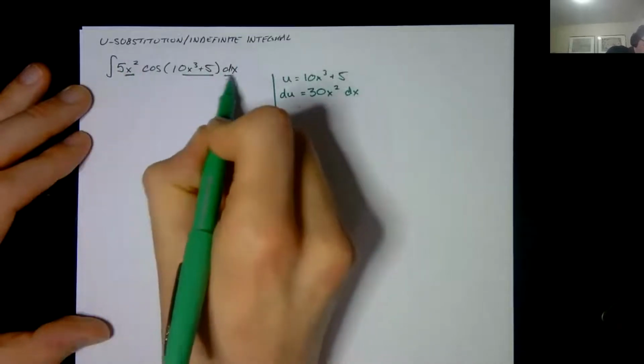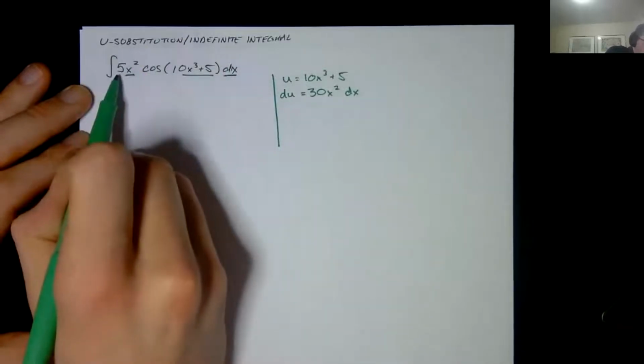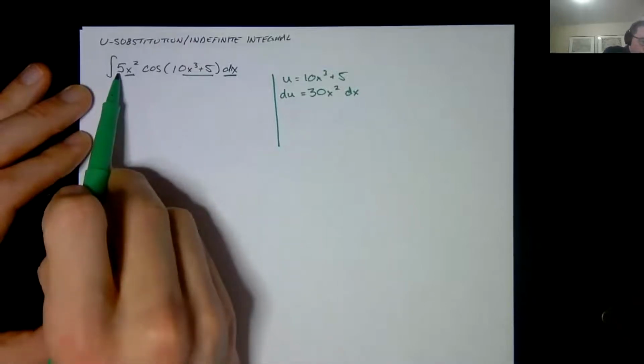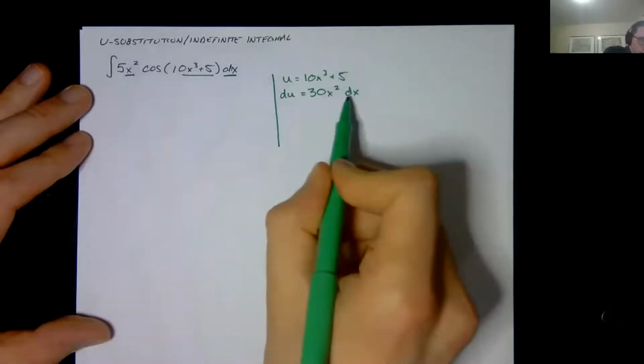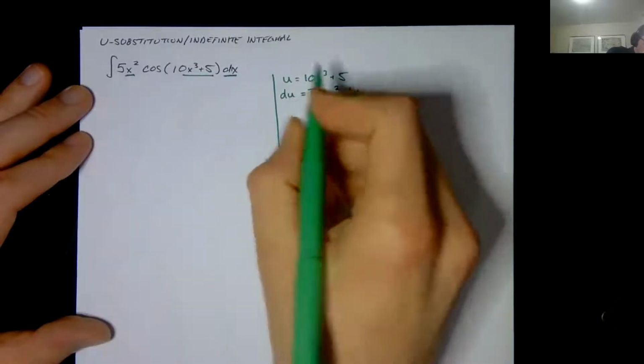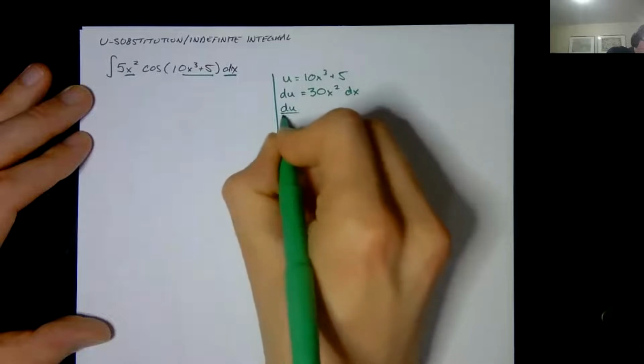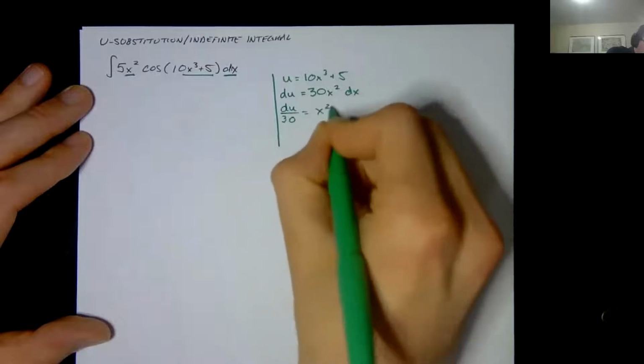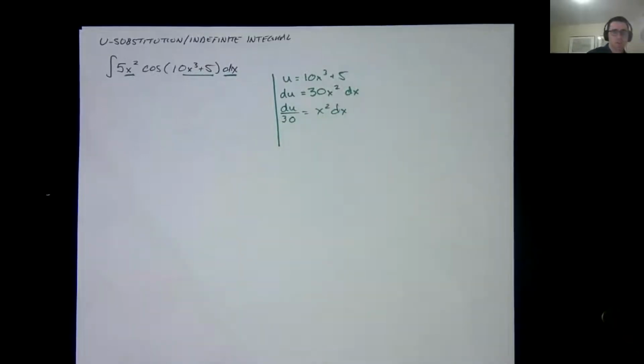Third step is we need to manipulate this equation here to match what's hanging around here. So I see an x squared and a dx. I have that 5, so I'm going to just ignore that 5 for now and then change the right side of this equation to match that x squared. So I'm going to divide both sides by 30. I get du over 30 equals x squared dx, just like that.